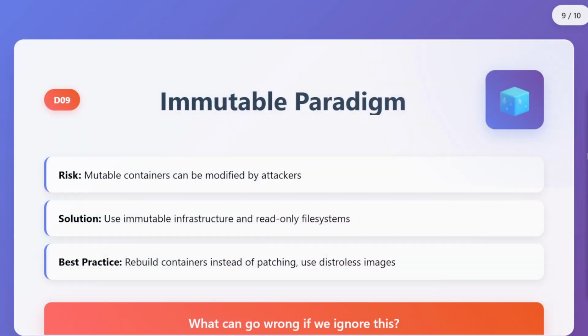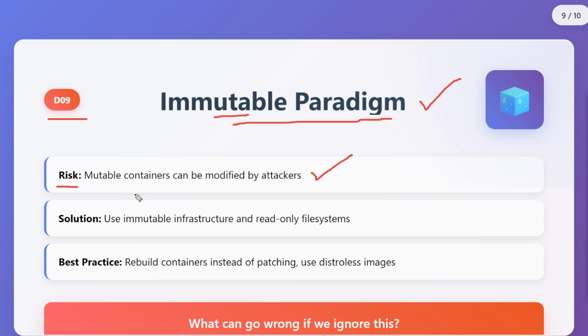And moving to the next one, which is D09, the immutable paradigm. So what exactly is this immutable paradigm, how does immutability work, and how does that affect container security? The associated risk in this immutable paradigm is that mutable containers can be modified by attackers. So this is the target. The immutable paradigm will be maintained as a Docker security principle.